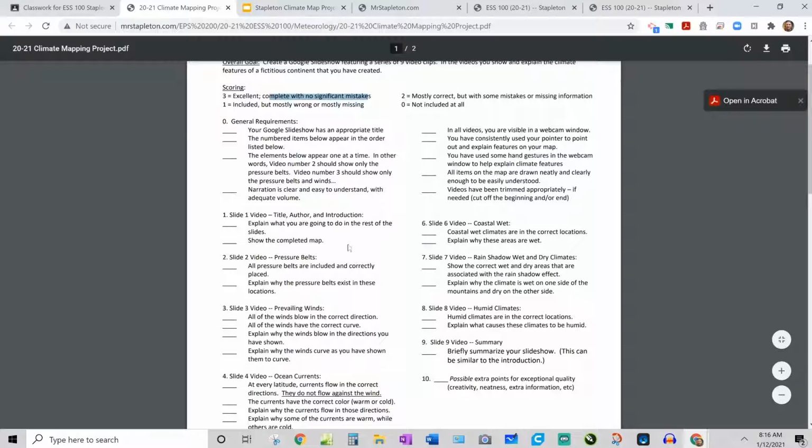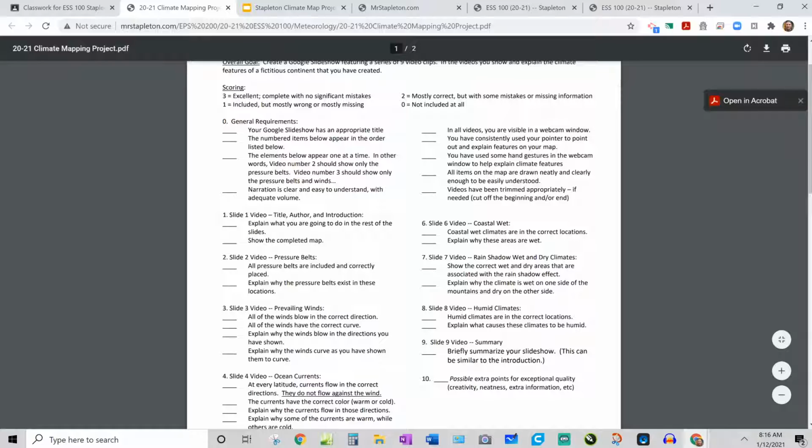So for example, slide 1: title, author, introduction. Explain what you're going to do in the rest of the slides. If there is no slide 1, then you get a 0 and another 0 here. So you've lost 6 points out of 100 right away. And then you show the completed map.